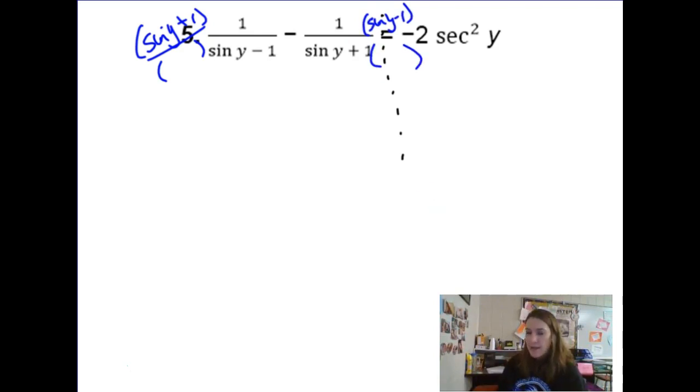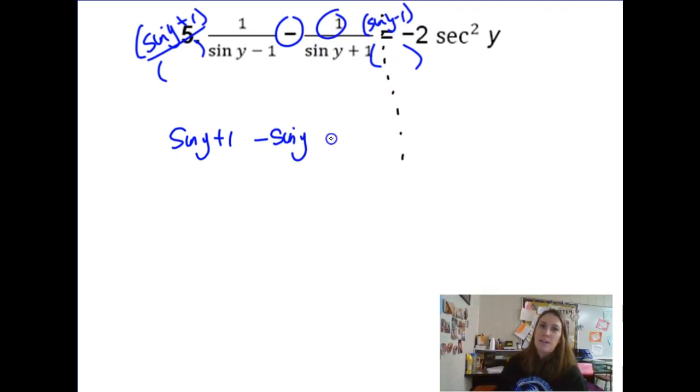I'm going to be lazy and not write it all out because I've got class starting in a few minutes. So this fraction's numerator becomes 1 times sine y plus 1. So I'll just write down sine y plus 1. And this is where usually kids would mess up. We have a negative 1 that we're distributing into sine y minus 1. So that's a minus sine y. And then negative 1 times negative 1 is going to be another plus 1. So watch that distribution of the subtraction.